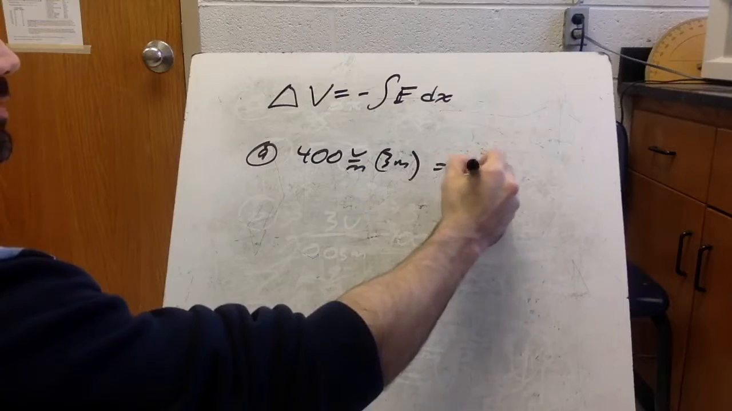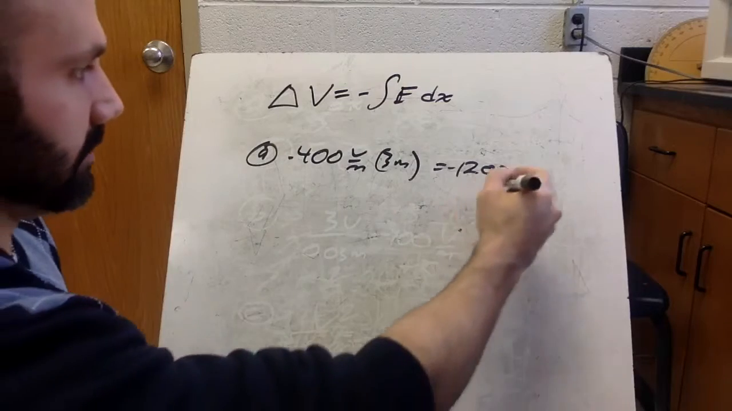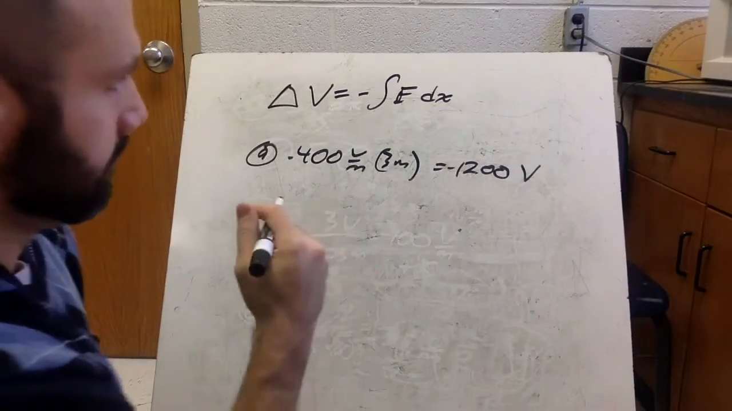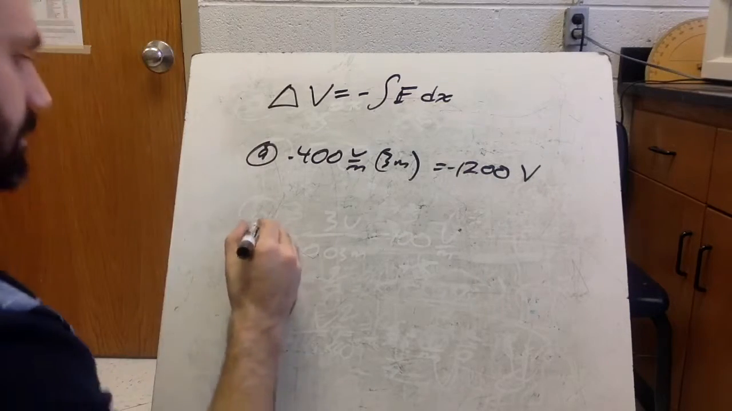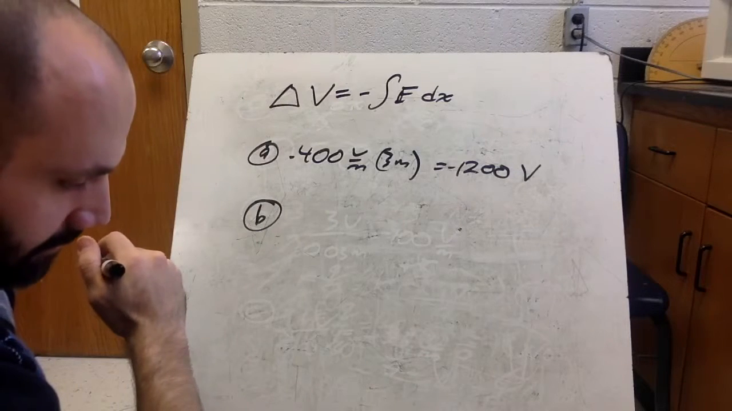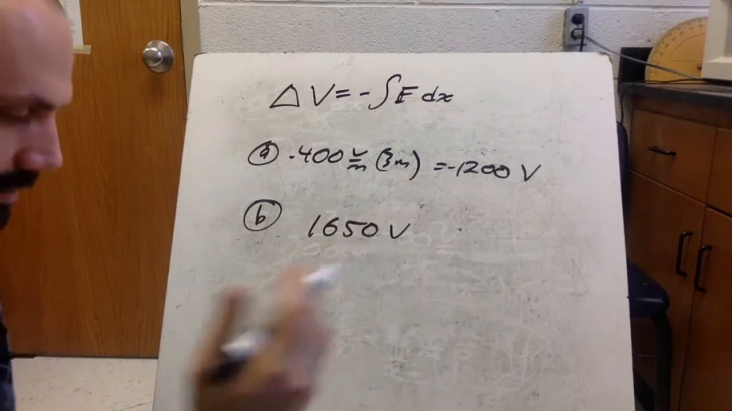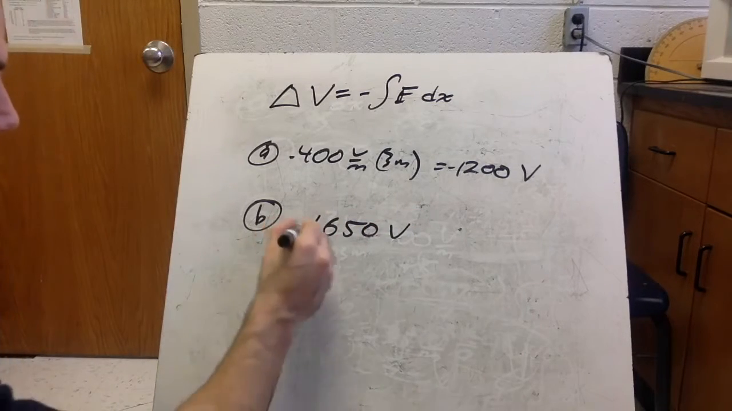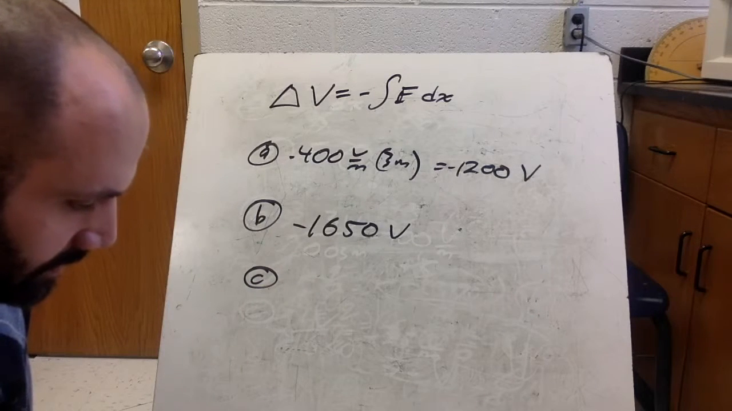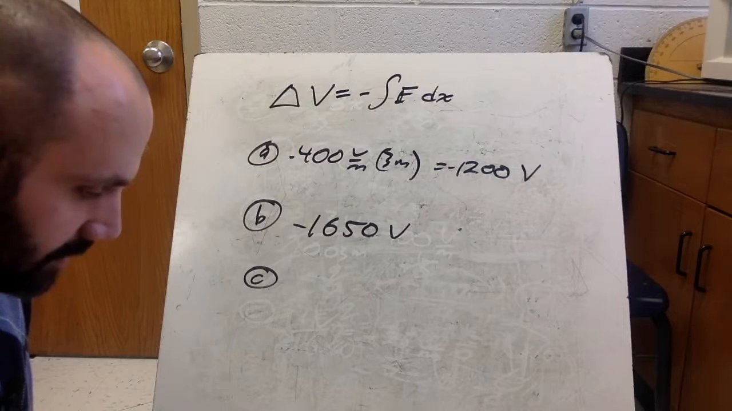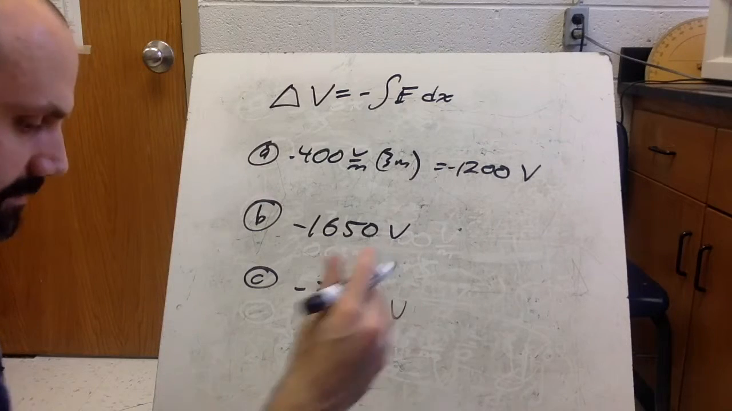Notice how the units work. So this is 1200, it should be negative 1200 volts, right? And then for part B, again, what's the area there? I calculate about 1650. Again, all you're doing is just finding the area under that graph. It should be negative. And then C, going from 6 to 10, I think you should get about negative 3095 volts or something like that.